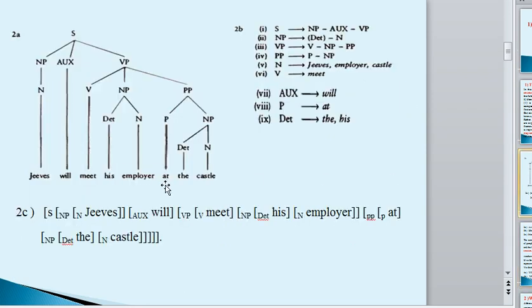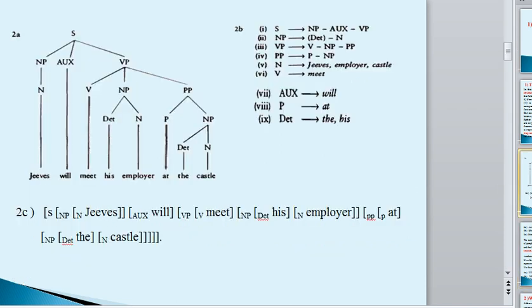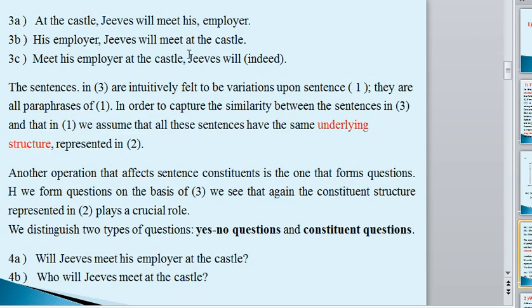You see here, all of these sentences, number 3, have an underlying structure which is the same for all the sentences. This underlying sentence is: Jeeves will meet his employer at the castle. This is the underlying sentence of all of these sentences. So we call it underlying structure.